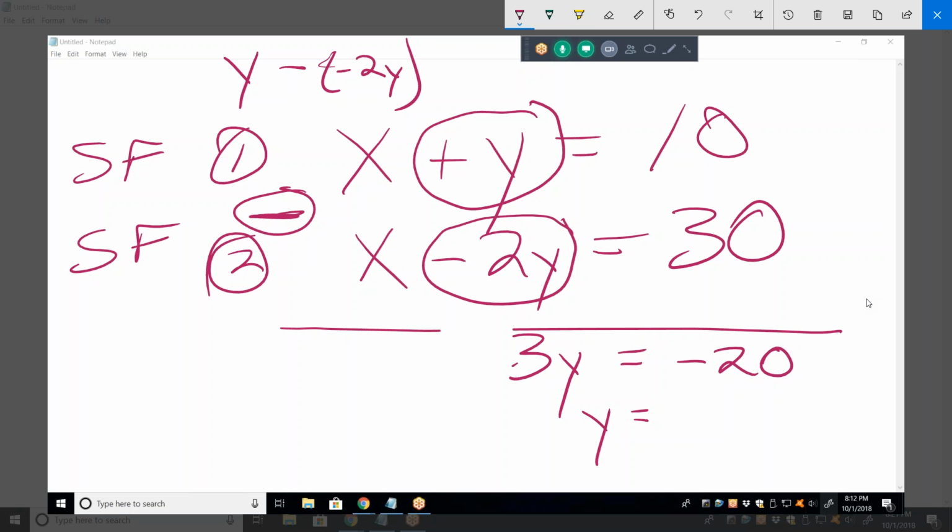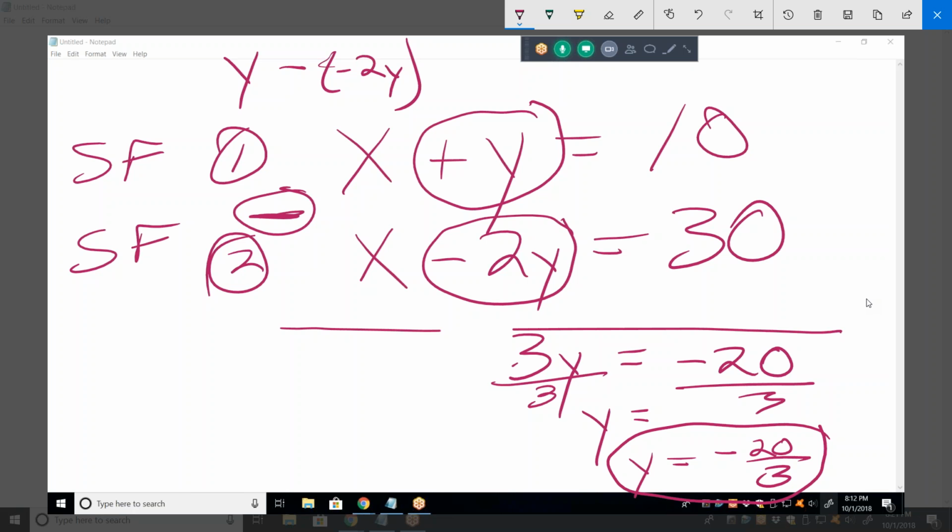Right now, that 3 is a multiplier of y. So we're going to do the opposite. The opposite of multiplication is division. So I'm going to divide both sides by 3. And what that gives me on the right side is y equals minus 20/3. That's my answer.